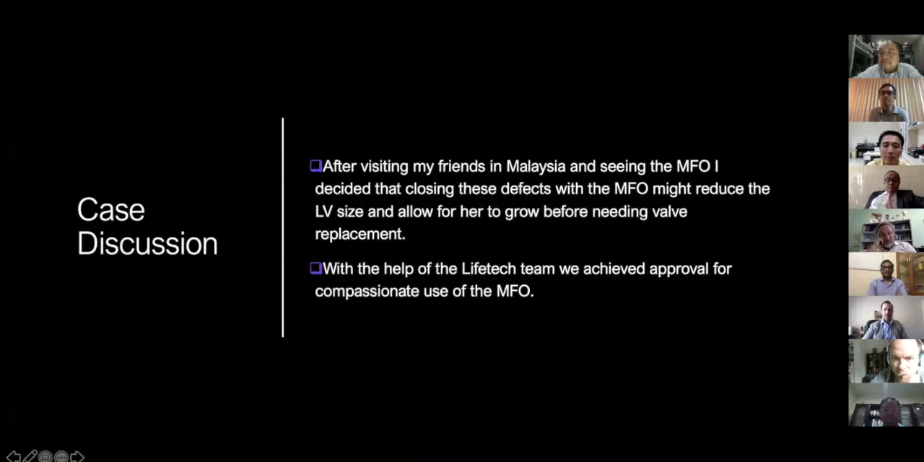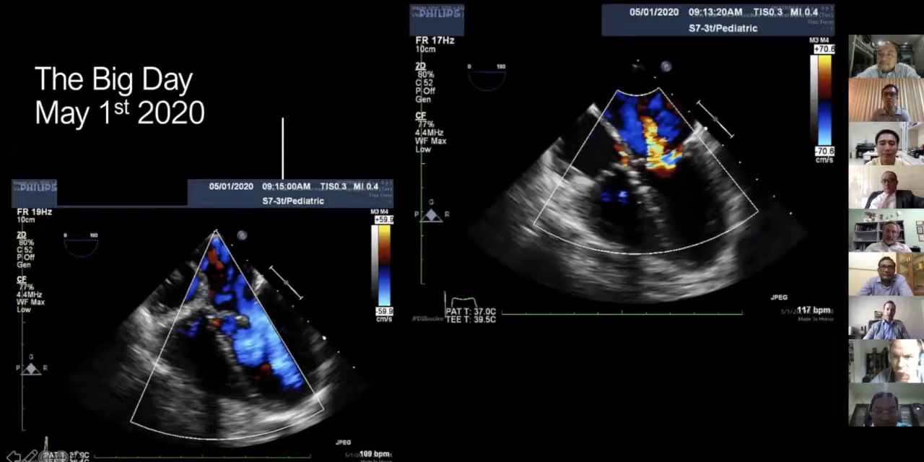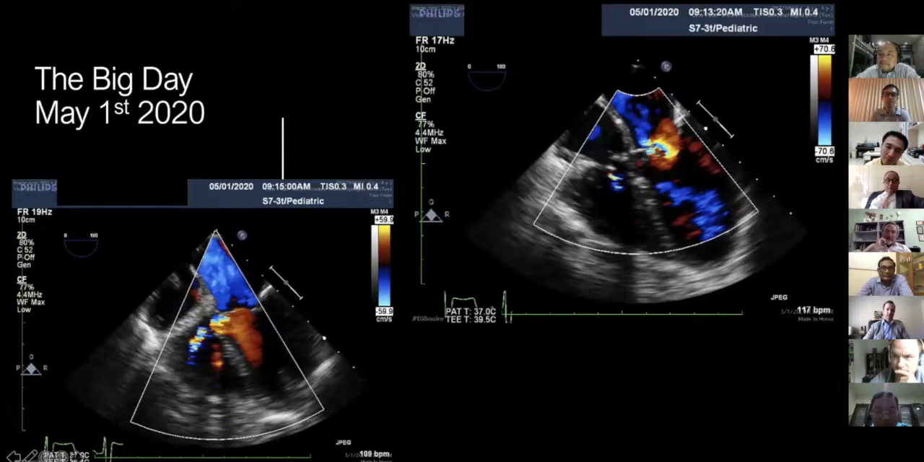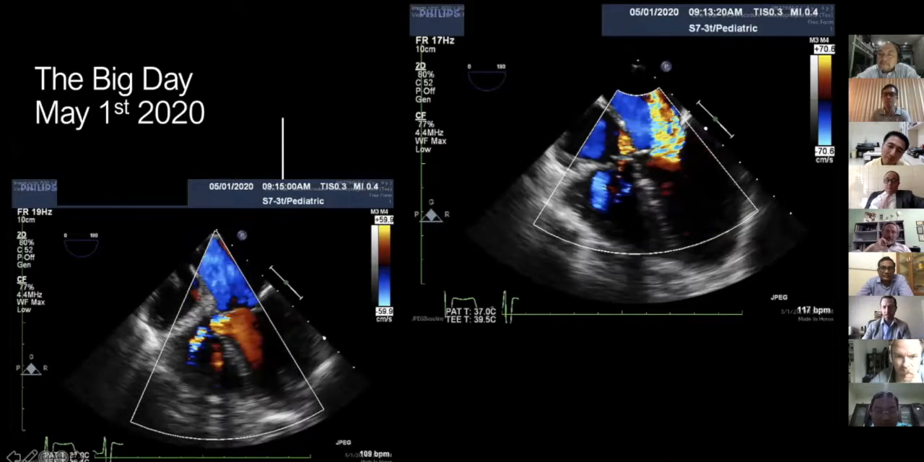So I was lucky enough to go to Malaysia and got to see Dr. Ko do an MFO case, and I thought this device would be perfect for this child's defects. I say defects because at that actual procedure, when I did an angio, I saw there were actually 2 residual VSDs. There was one in a mid-muscular position. So I reached out to the Lifetech team, and last week on May 1st, we managed to get this child in and get the device.